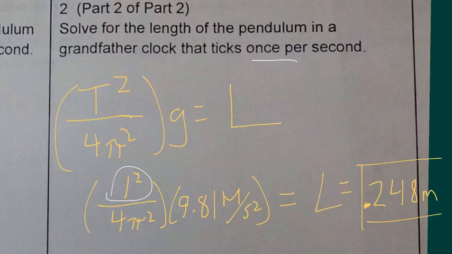Then we go ahead and do this. 2 squared is 4, and pi is squared. So then you get 4 pi squared. Plug those in and multiply out, and then you get the answer of 0.248 meters. So it's about 25 centimeters length of a pendulum.